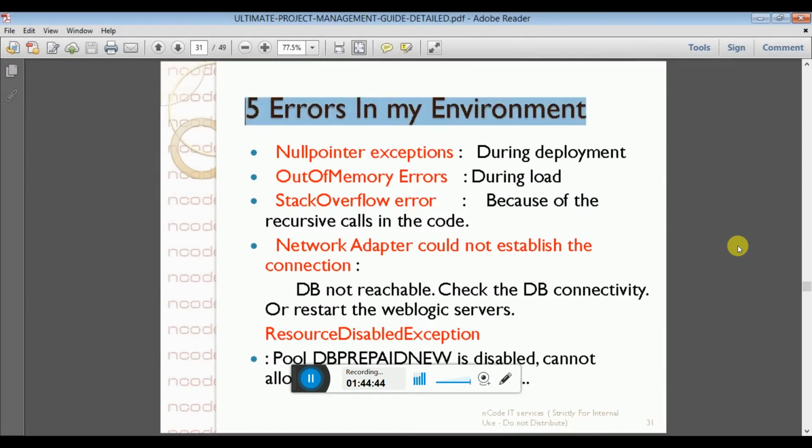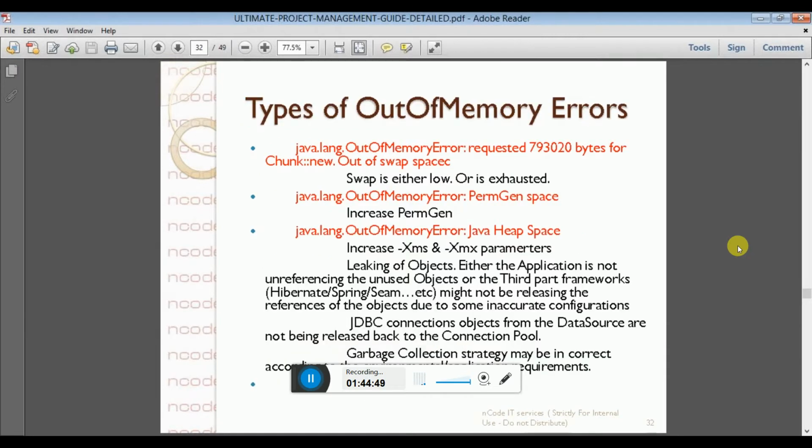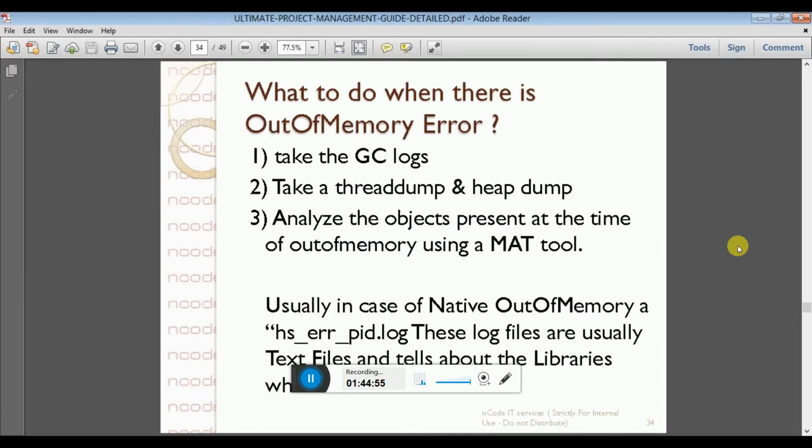Then these are the 5 errors in the environment that we talked about. Remember these errors. Then there are 4 out of memory errors that we talked about. Remember the out of memory errors also in the other environment.